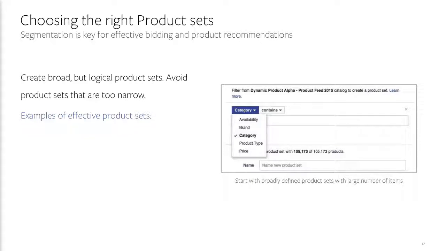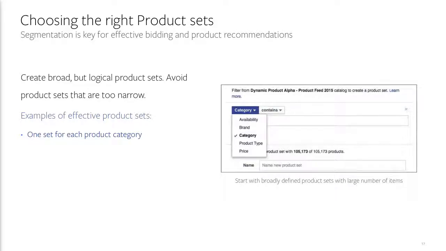We recommend that you start off with a broadly defined product set with a large number of items, such as all of the items in your inventory. After you've launched your first ad served with all products, you can slowly introduce nuanced product set rules in order to improve performance. Here are some examples of effective product sets.